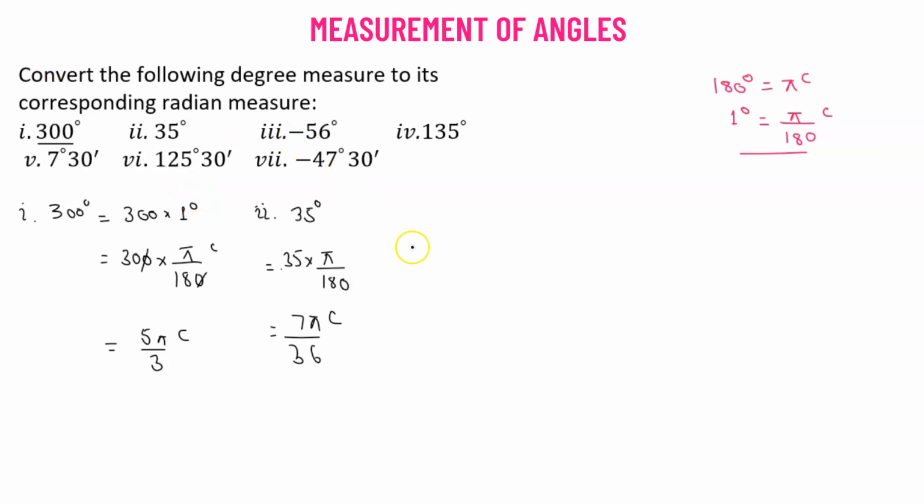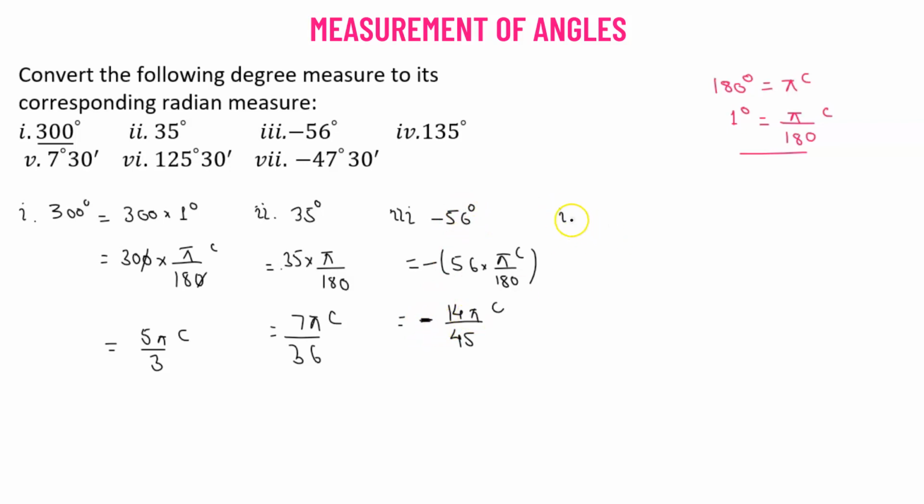Moving on to the third one, we have negative 56 degrees. Now we don't have to worry about the negative sign. We'll be working with 56 degrees. So we have 56 multiplied by pi over 180 radians. So this will be negative. So we have 56 over 180. When we factor out the common terms, we will be left with 14 pi over 45. So that's going to be the radian equivalent of negative 56 degrees. We also have to mention the negative sign here.